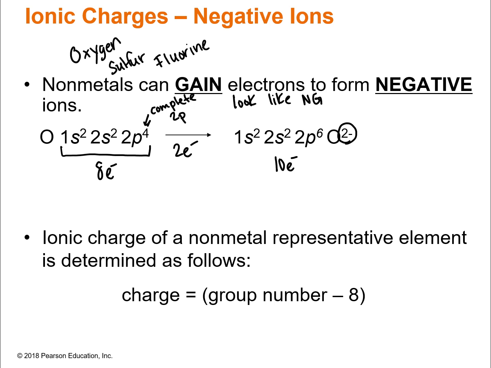The way that you can figure this out without writing out the configurations is that for a non-metal representative element, you take the group number, and we're talking about the number with the A behind it, and subtract 8. Oxygen is in group 6A. Its charge is -2. So that means if you're in group 6A, your charge is going to be -2.